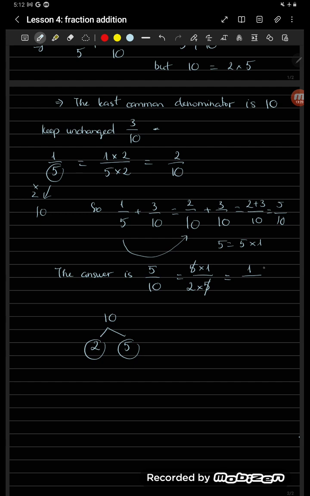So the top part we have 1 left, and the bottom part we have 2 left. So that's the final answer, 1 over 2, after we simplify.